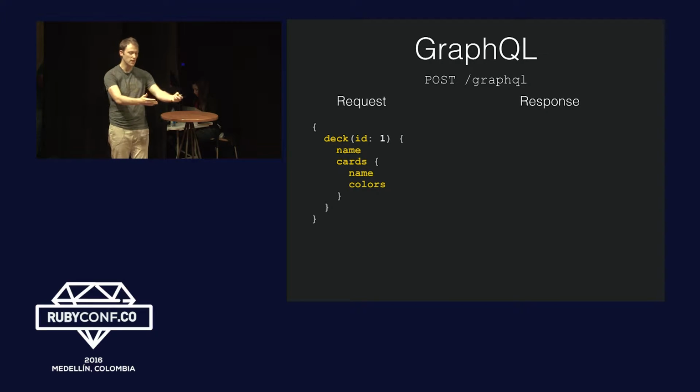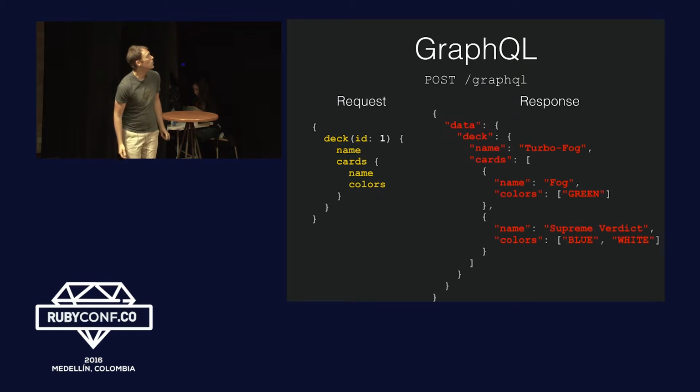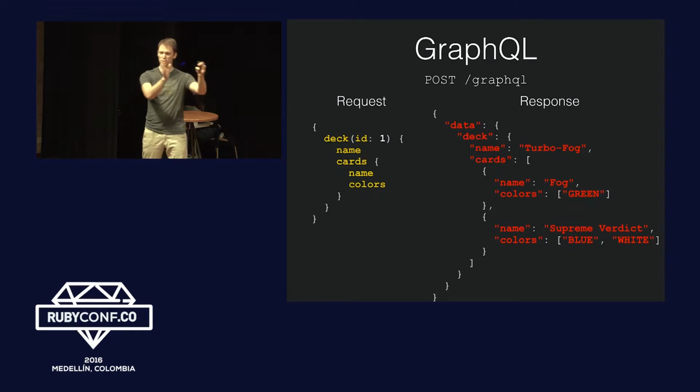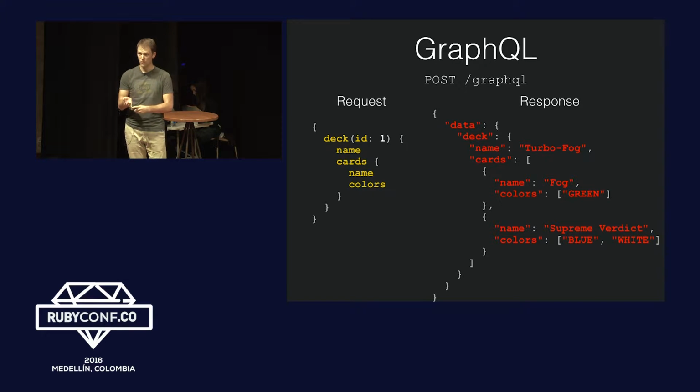So we send a query like that, and we get a response. Ooh, that doesn't show up very well. This is a JSON response, and what I want to show is that it has a data key. Inside that, we have deck, which matches deck over here. We have name, which has a value, turbo fog. And then we have cards, which returns an array. For each card, we have name and colors here and here. So the structure of the query defines the structure of the response. There's no overfetching because we asked just for what we want, and there's no underfetching because we asked just for what we want.